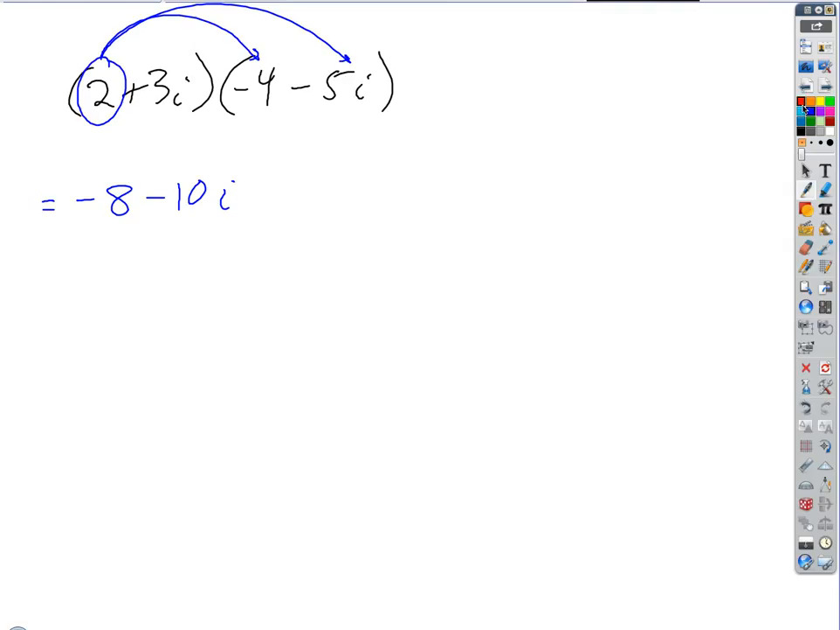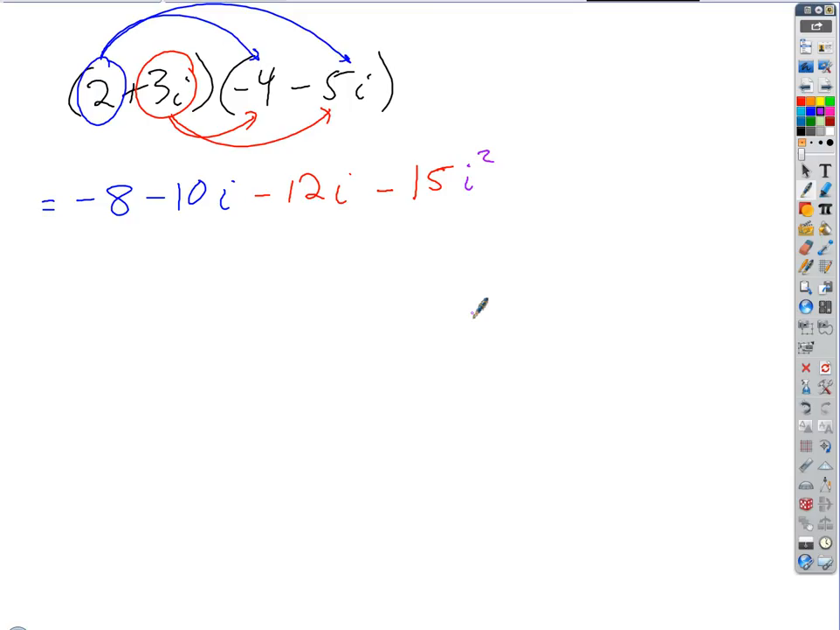Okay, now the second step would be to take the other term in the first factor, the plus 3i, and distribute that. And what do we get? Positive 3i times negative 4 is? And then positive 3i times negative 5i is? Negative 15i squared. Okay. Now, this is the one difference, and it's a minor one.